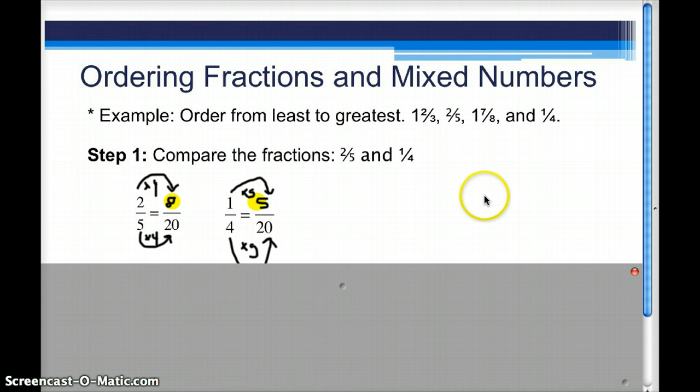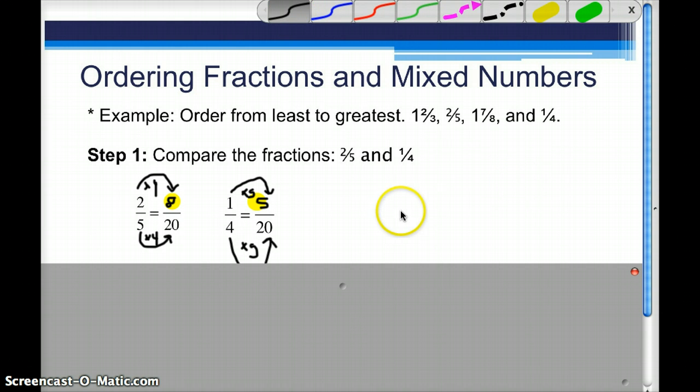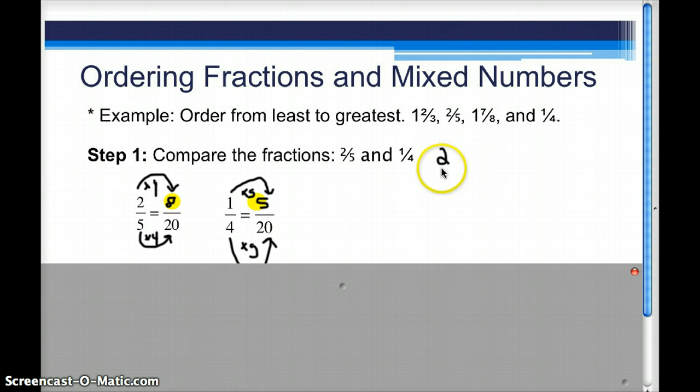Why do I just look at the numerator now? Because my denominators are the same. My denominators in both equivalent fractions are 20. Well, 8 is clearly greater than 5, so 2/5 is actually greater than 1/4. All right, one part is done.